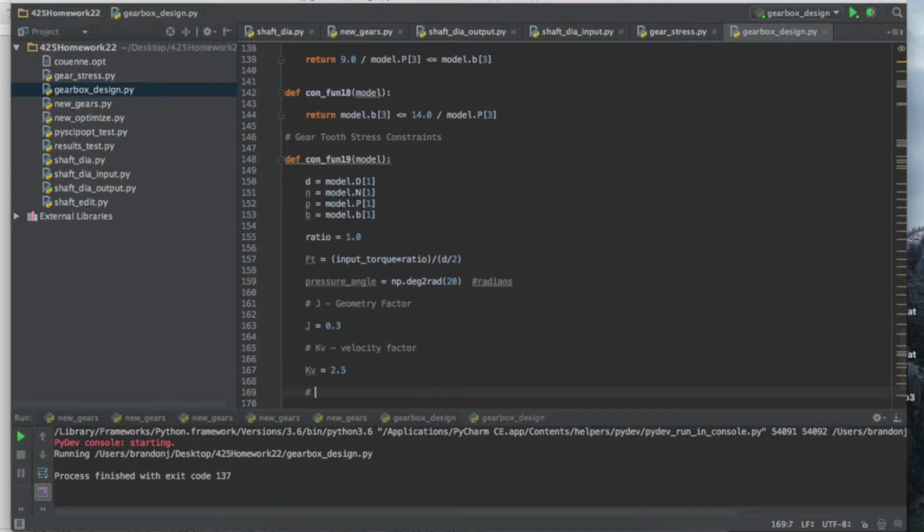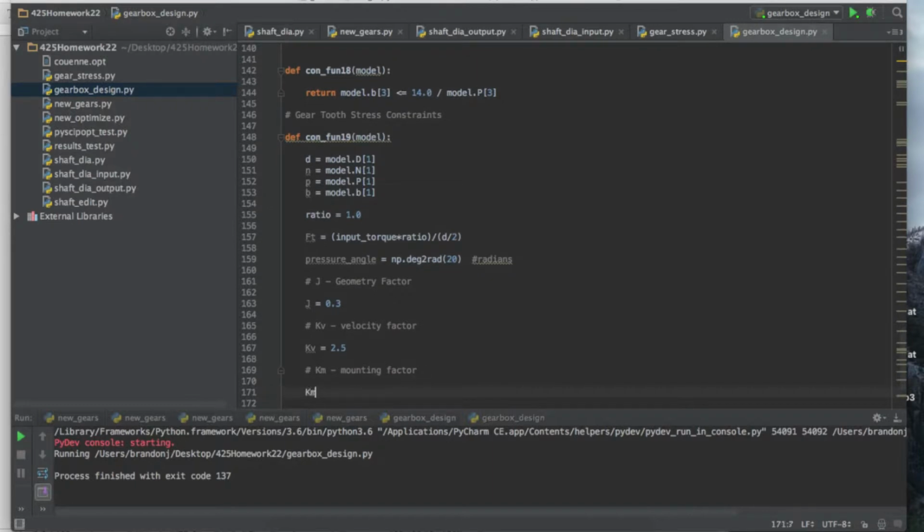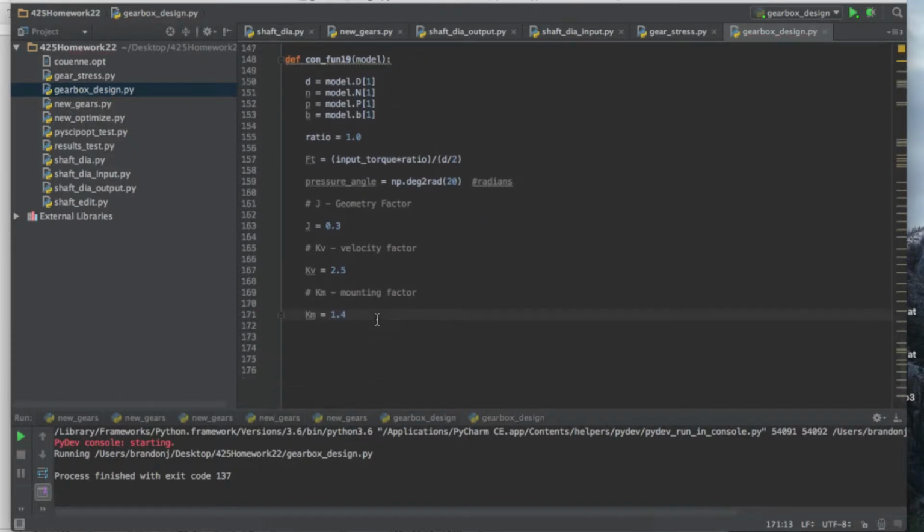And again, I'm just doing worst case scenario, so you can go and look at all the figures and determine for your own. But these are the ones that I'm going to do. Mounting factor, Km, 1.4. And this is actually only true for idler gears, I believe.